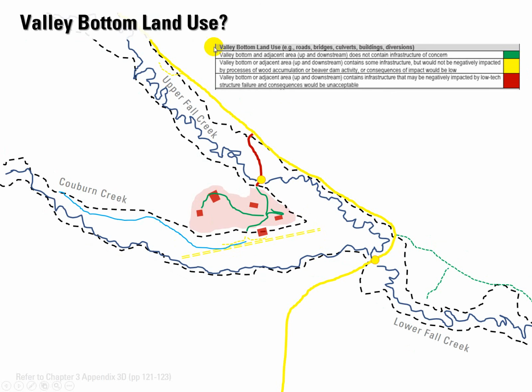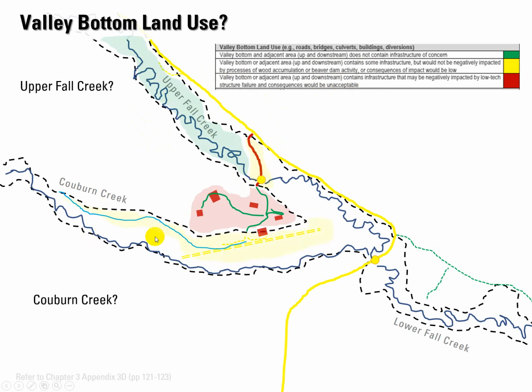Okay, so we have valley bottoms and adjacent areas that do not contain infrastructure of concern, or contain some infrastructure but would not be negatively impacted. So consequences of impact will be low. Or consequences would be unacceptable. So I've just flagged up this upper section like, yeah, I mean, go for it. Nothing to really worry about. A little caution around the road here.